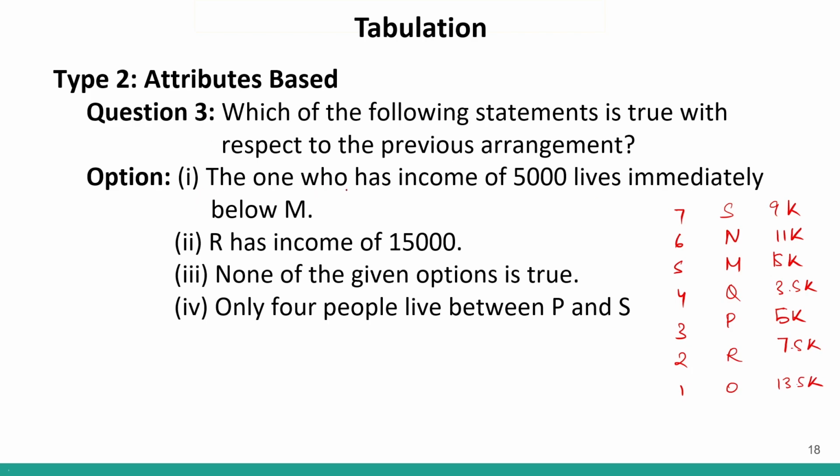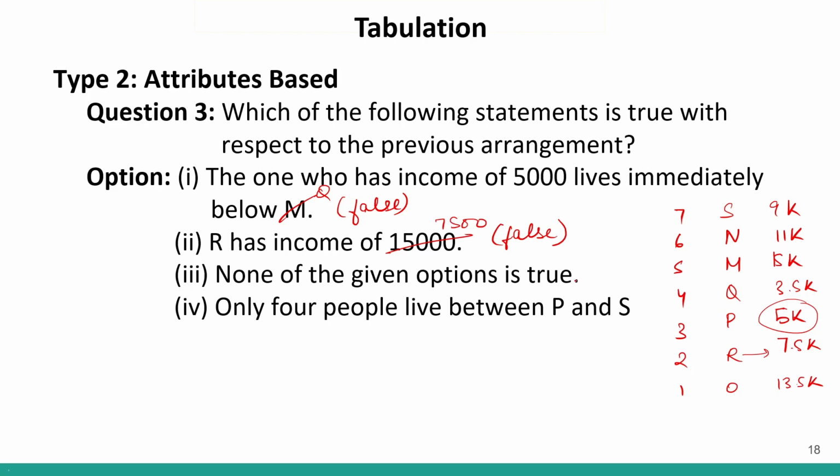So option 1 is the one who has income of 5,000 lives immediately below M. So this is incorrect because it lives immediately below Q. So this is not true, or you can say this is false. Okay. Option number 2, R has an income of 5,000. So R has an income of 7,500. So this is also false.